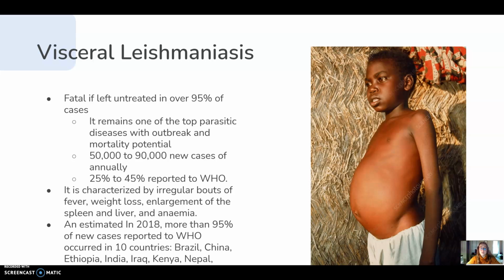An estimated 95% of new cases in 2018 that were reported to the WHO also occurred in only 10 countries: Brazil, China, Ethiopia, India, Iraq, Kenya, Nepal, Somalia, South Sudan, and Sudan. A few of these countries also had cutaneous leishmaniasis, but there are a few other ones as well.